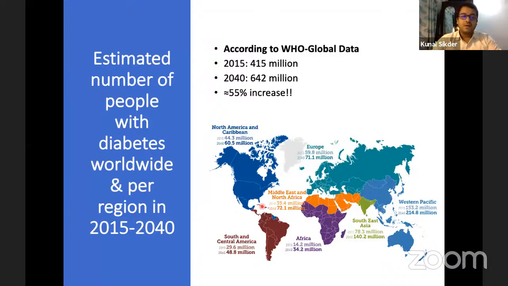One of the most important etiologies that I will discuss today is diabetes, how diabetes influences the heart and creates DCM. According to the WHO global report, the estimated number of people with diabetes in 2015 was 415 million, and the prediction is that by 2040, within 25 years, it will be 642 million. So about a 55% increase.